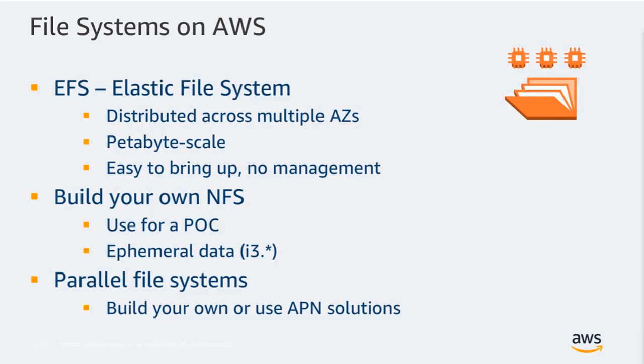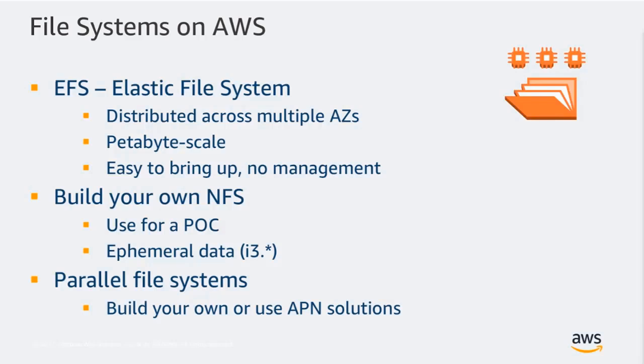EFS has many features that HPC workloads can take advantage of, such as file sync and the ability to mount your EFS file systems on-prem. Use cases for EFS would be M&E processing workflows, software development tools, and home directories. If you would like to compare your on-prem environment with AWS, building your own NFS filer can be used for POC workloads. Using our i3 instance, you can build your own NFS server for ephemeral data and tear down the environment when your POC is complete.